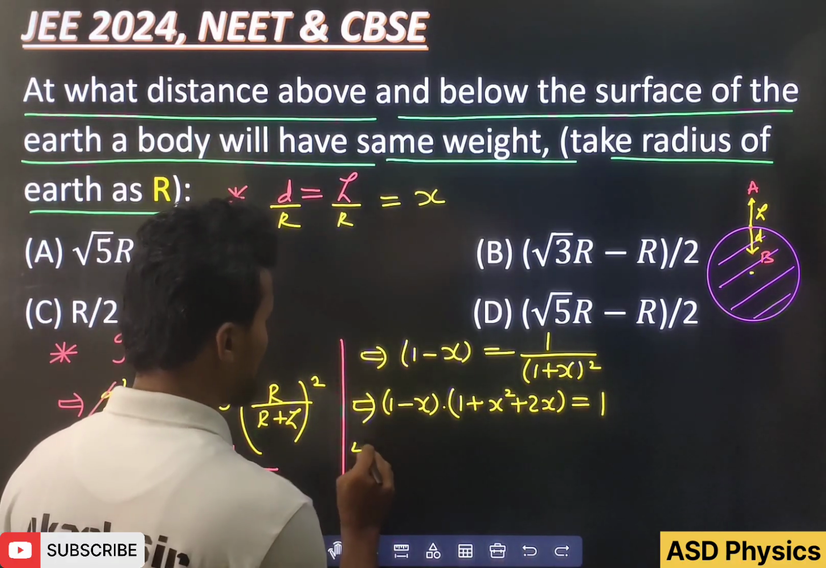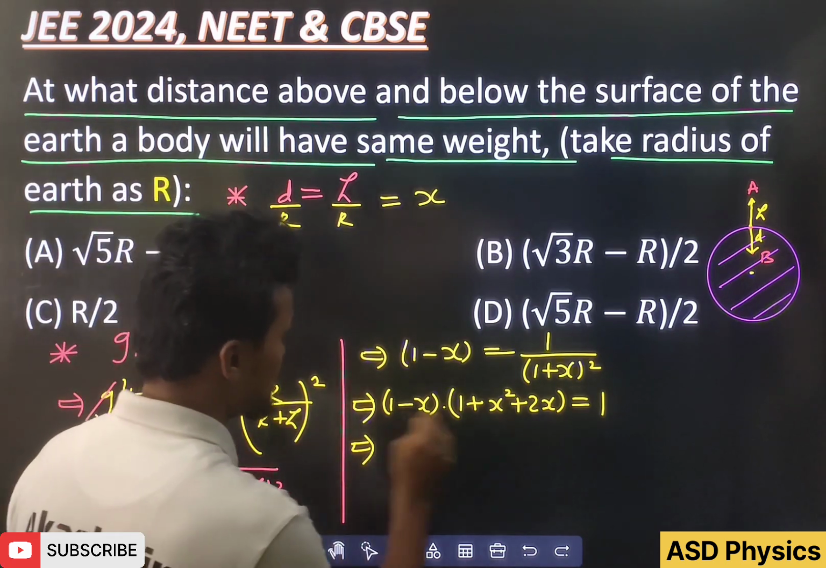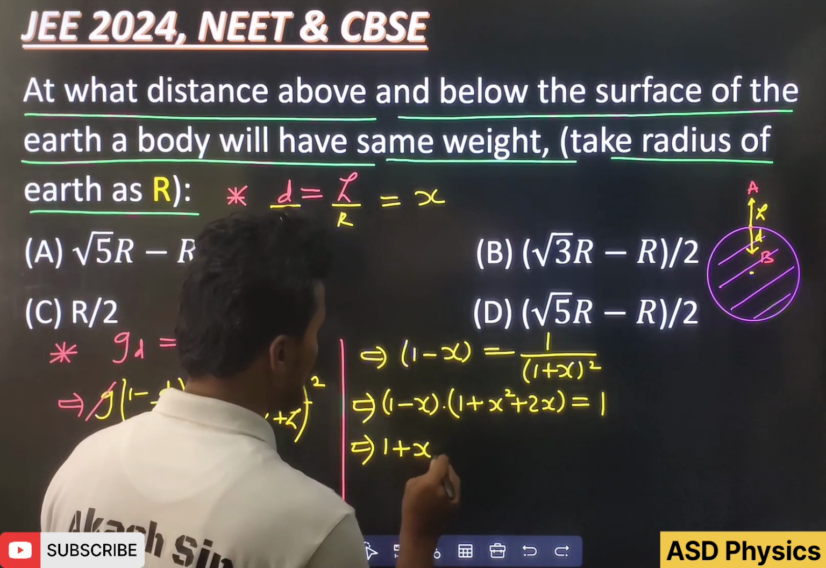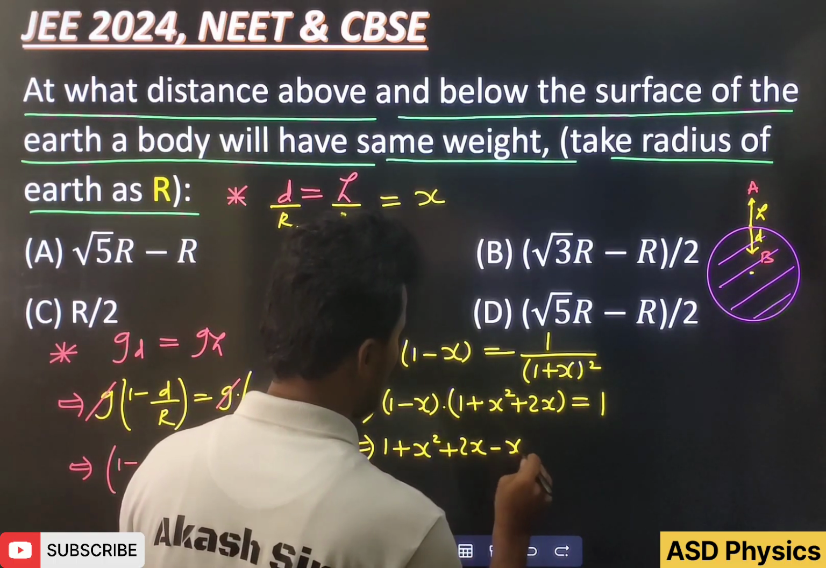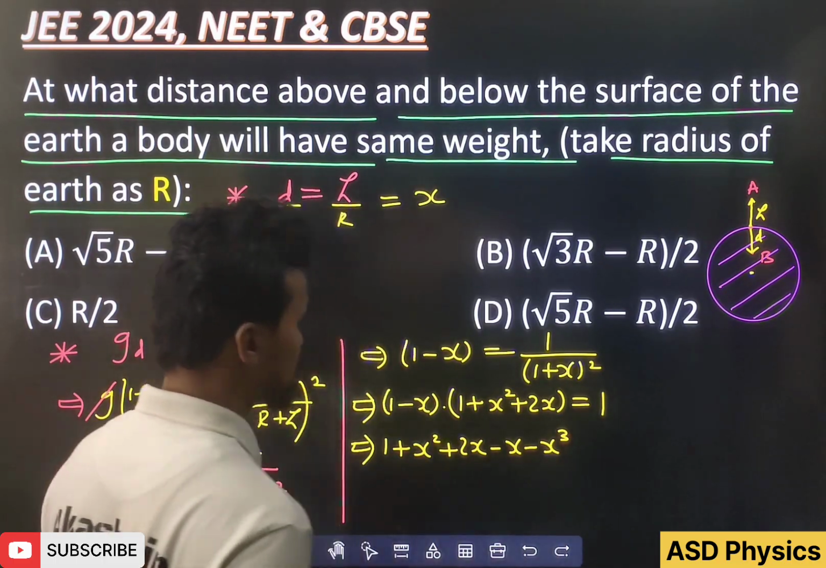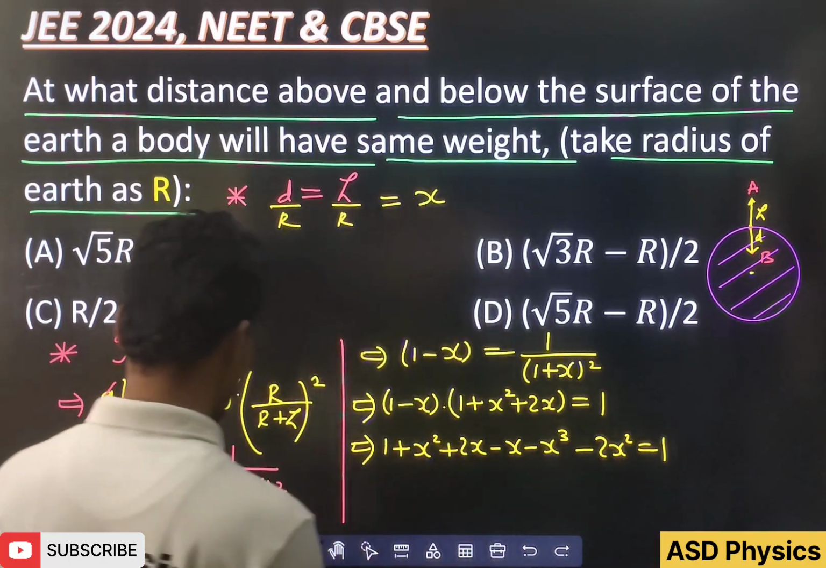So first we are going to get the value of X, then we can get H or D. So just multiply 1 inside, so 1 plus X square plus X. Then after that minus X, so minus X minus X cube, and minus 2X square is equal to 1, is it?